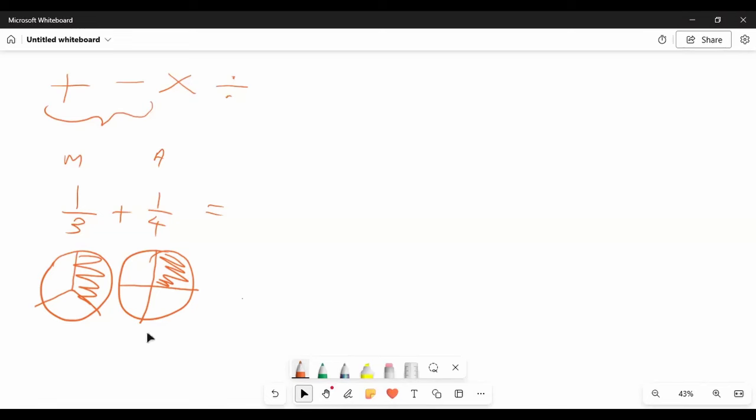That is the whole idea behind making the denominators the same. You guys know that we have to make the denominators the same to add. Now you know the reason. The reason is that the pieces should be the same sized pieces.